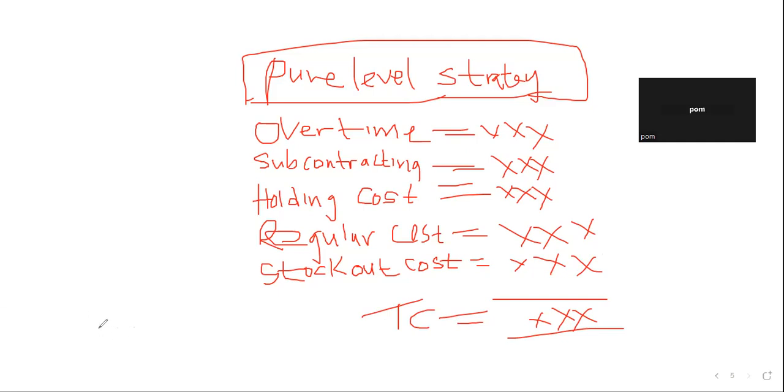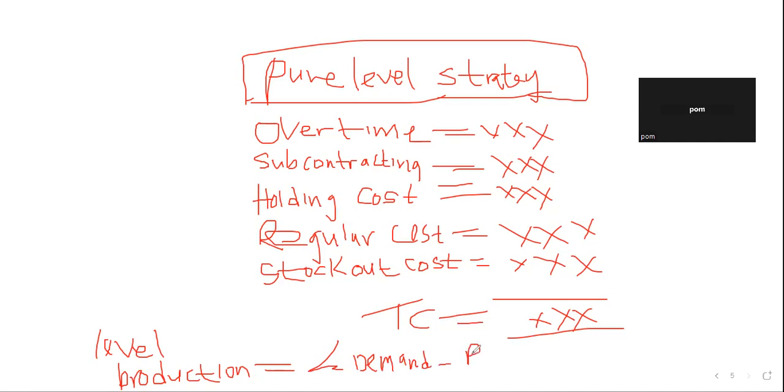Of course, level production under this one. As I mentioned, we'll go into details in the other classes coming, so that we can be exhausting topics as we go in detail. So the formula is the summation of demand, minus beginning stock, over the number of periods.